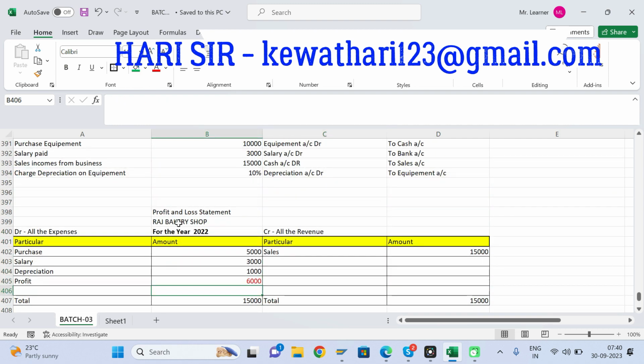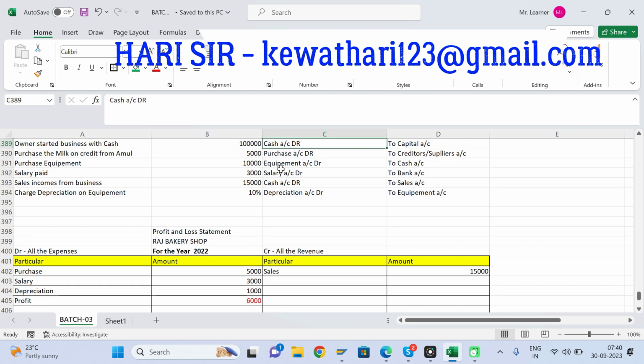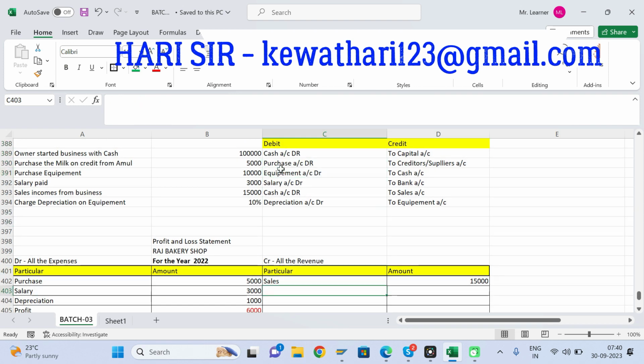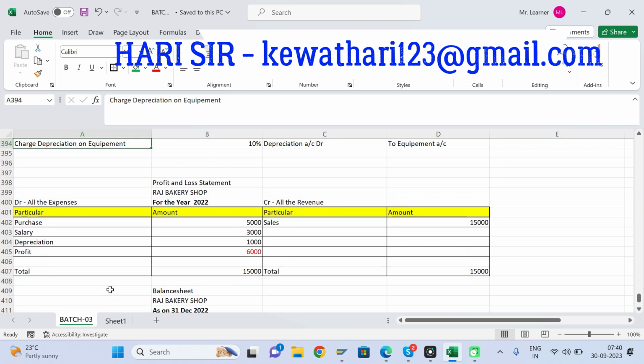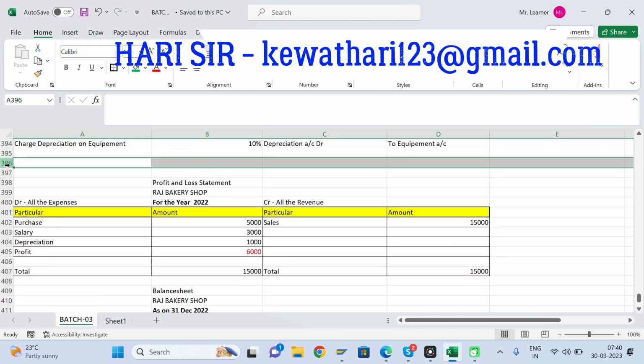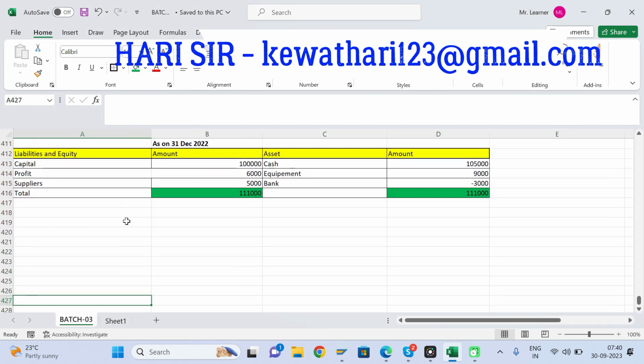So at least the journal entry you have to post in the system. Once you post it in the system, your profit and loss account and your balance sheet will automatically get prepared, and even your trial balance will also get prepared. Before preparing the balance sheet, you can prepare the trial balance. So let us prepare the trial balance here.